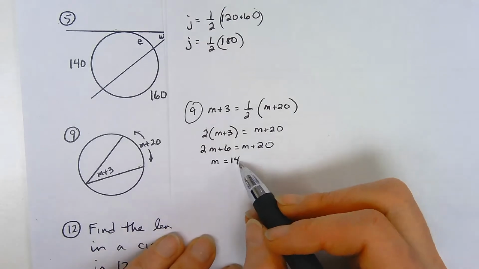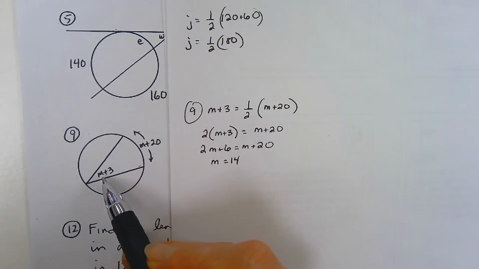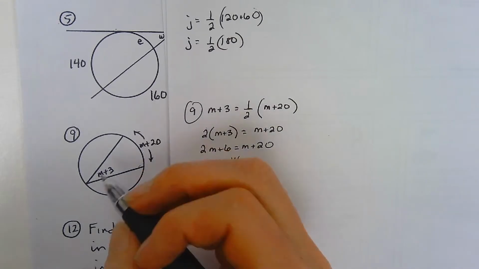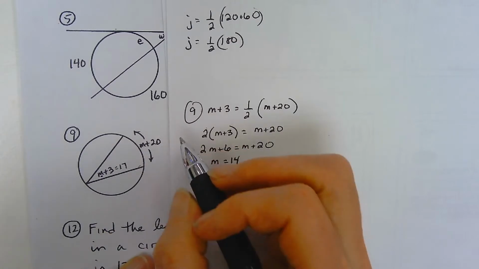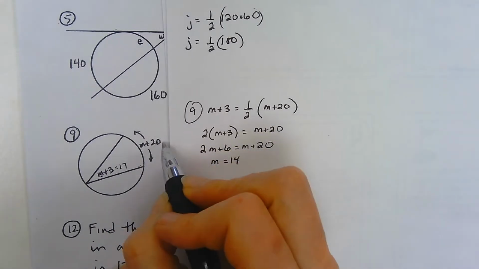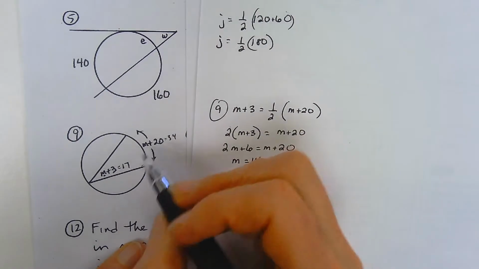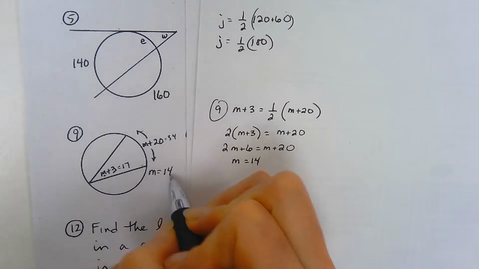I'm just going to check this answer. If I put 14 in for m, will this value be half of this value? 14 plus 3 is 17. M plus 20, that's 34. And yes, 17 is half of 34. So m equals 14.